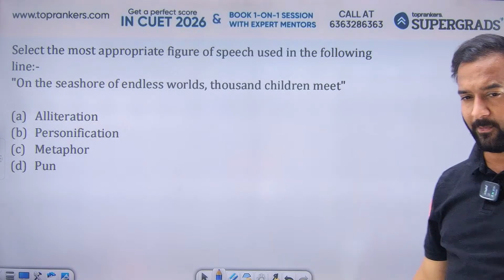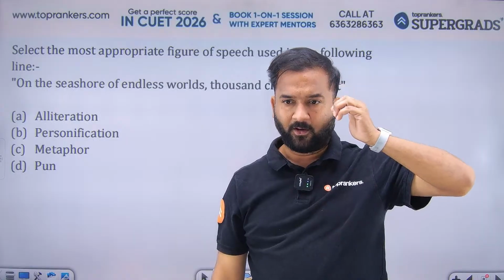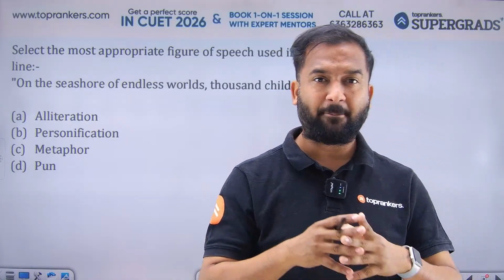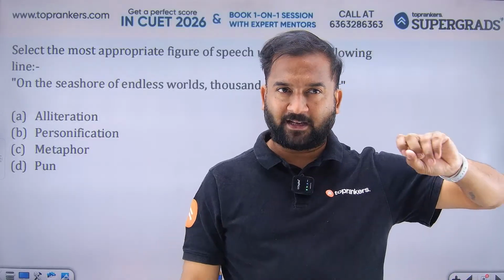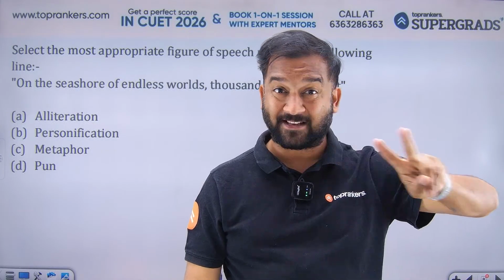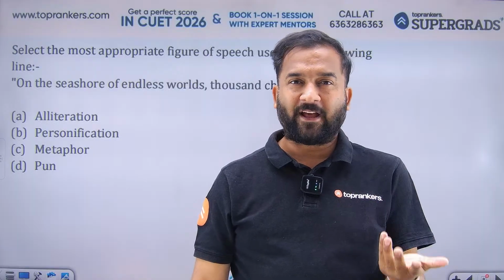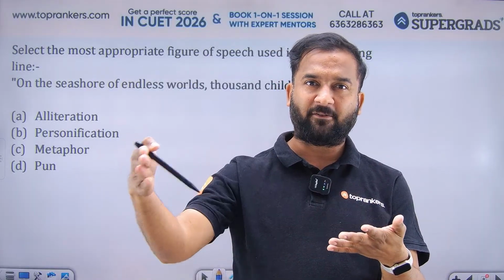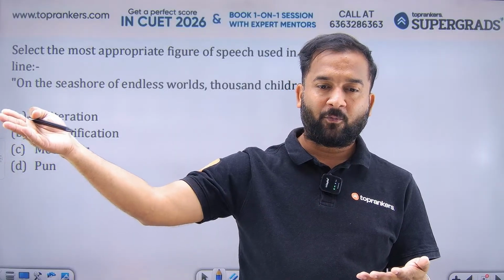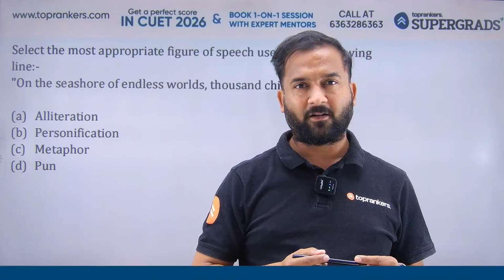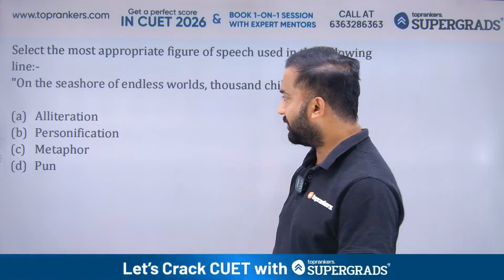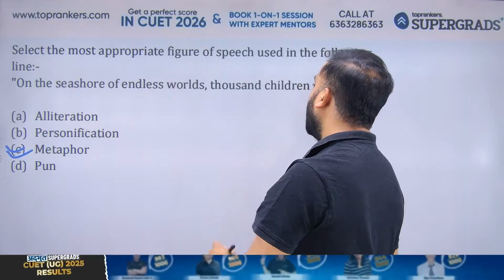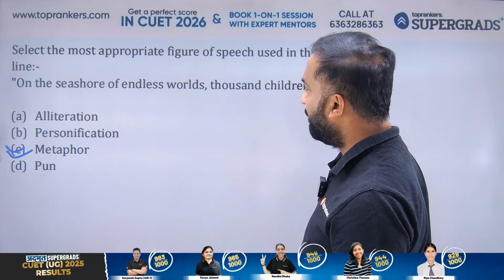Here is your next question, students. On the seashore. So this is again comparison. Comparison है, but there is no use of words like. यहाँ पे as use नहीं हुआ. So when you don't have these words and there's direct comparison, हम ये नहीं कह रहे A is like B. We say A is B. When do we do that? We do that in metaphor, students. So this is metaphor. On the seashore of endless worlds, 1,000 children meet.